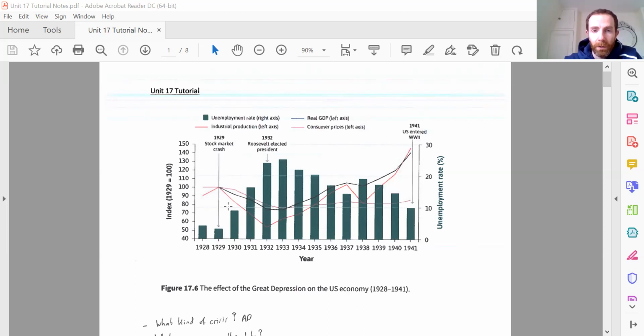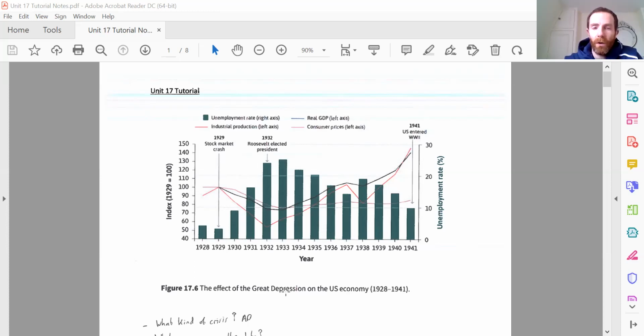But a couple of other things that are important. So this line here, that's real GDP. So obviously we have a recession because GDP is falling. And another key thing is this, the price level. Consumer prices start to fall. So actually the Great Depression marks a deflationary period of time. And that's going to be really, really crucial.